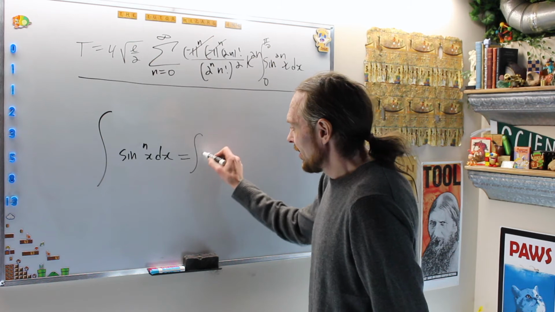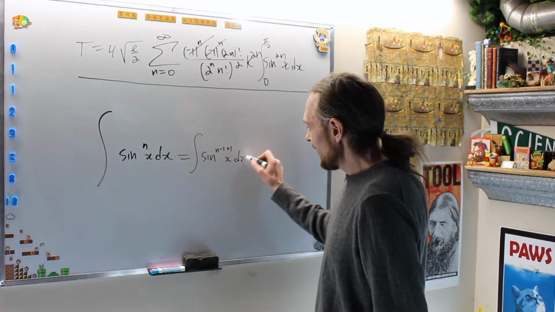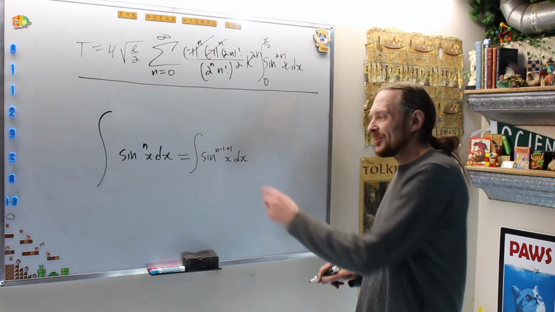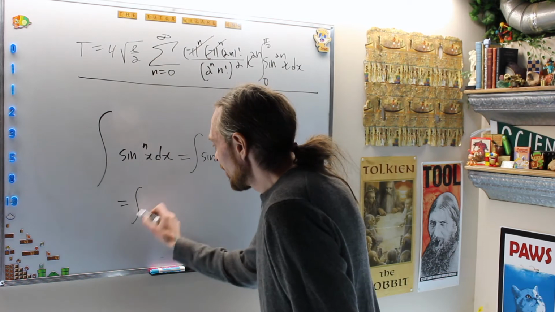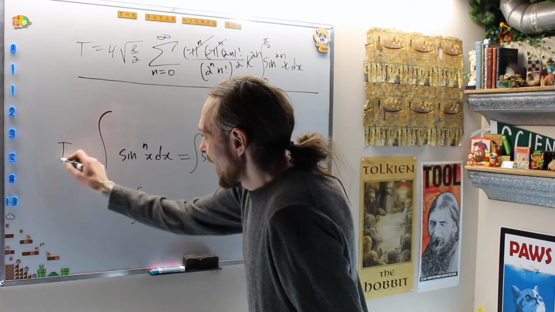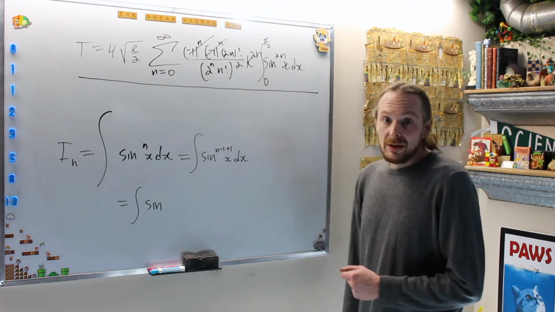My favorite trick: sine to the n minus n plus 1 of x dx. I've added 0 in the exponent. Then I use an exponent law to steal this 1 off. This will give me the integral of sine. We're going to call this I_n, by the way. This is integration by parts where we have to solve for the appropriate integral.